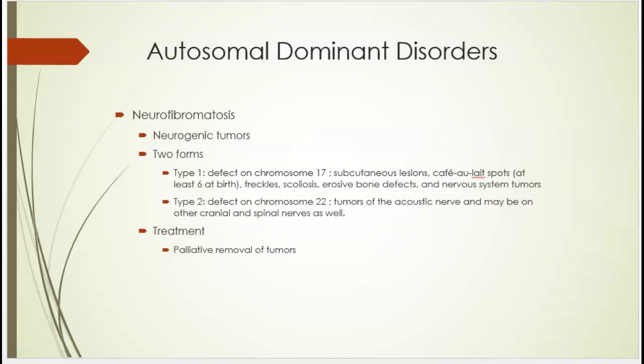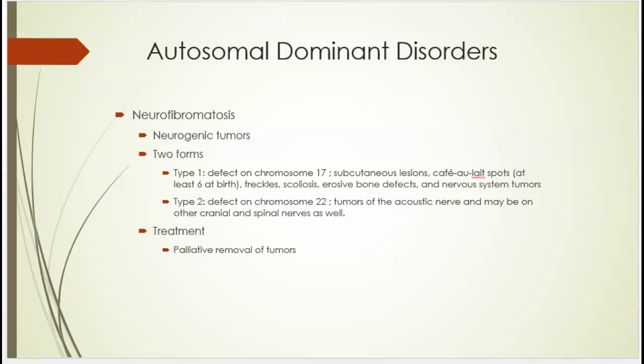Neurofibromatosis, there's two forms. There's 1, 2, and there's actually a third type. We're going to talk about these two forms. And these are neurogenic tumors. Type 1 can affect the nervous system in general and cause tumors. And type 1 probably sounds a little familiar to you because they can get those cafe au lait spots. They can also get little bumps underneath their skin, subcutaneous lesions. They have a lot of freckles.